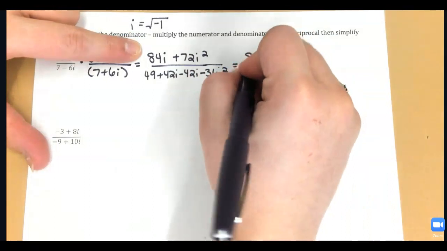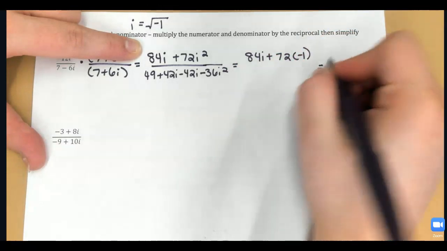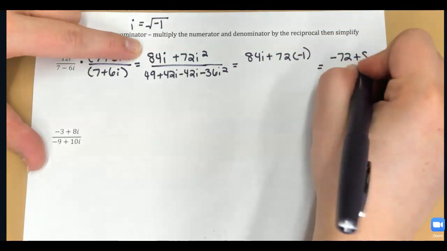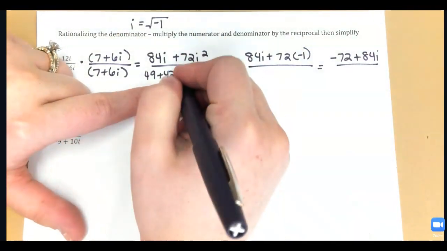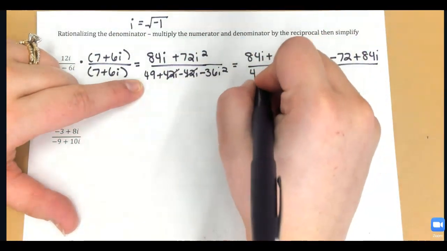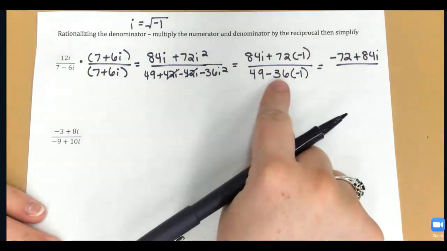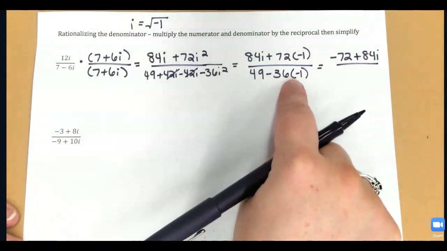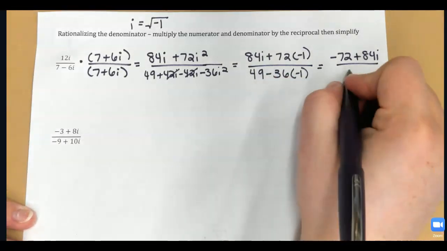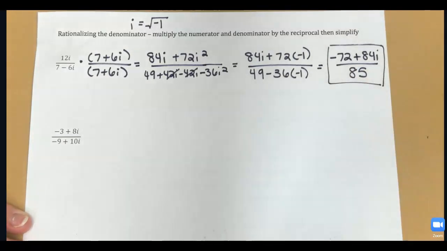So in the top, I've got 84i, and then remember, i squared is really negative 1. So this is going to be negative 72 plus 84i in my numerator. In my denominator, those middle terms are going to cancel, and I've got 49 minus 36i squared, which is really negative 1. Negative 36 times negative 1 is going to become positive, so I'm going to add 49 and 36 to get 85. And there I have my quotient now with no i in the denominator.